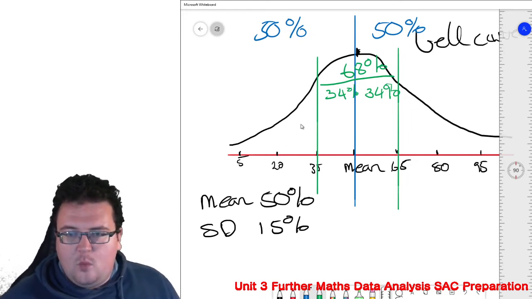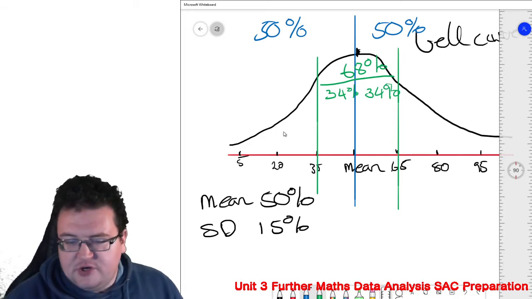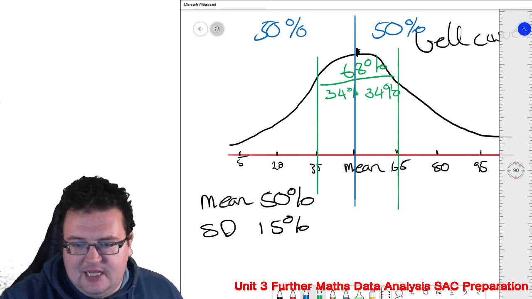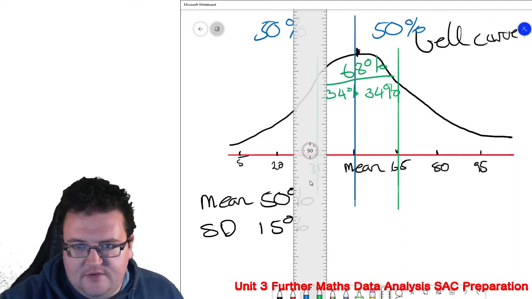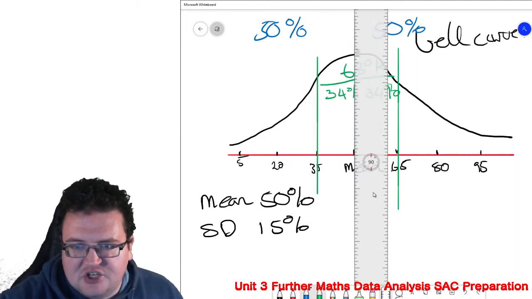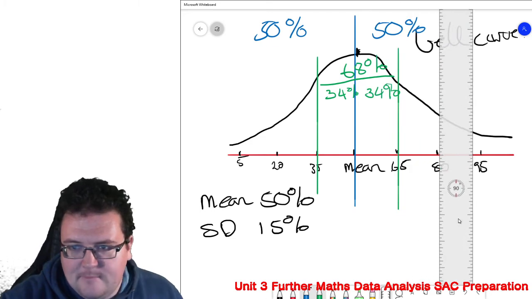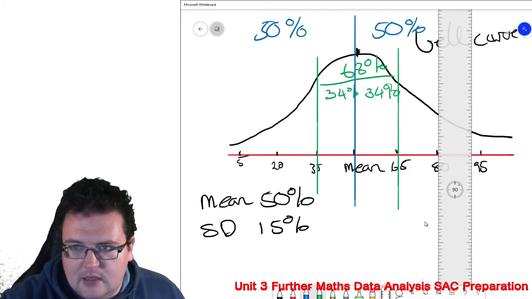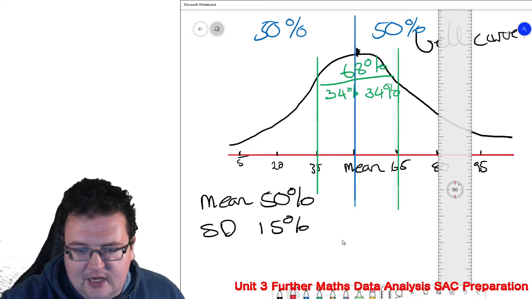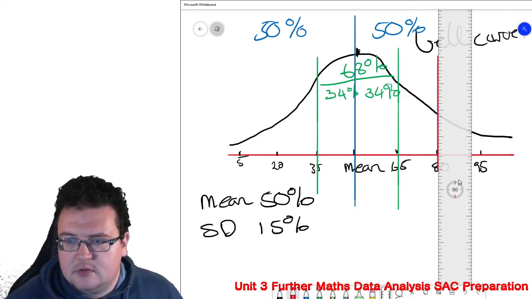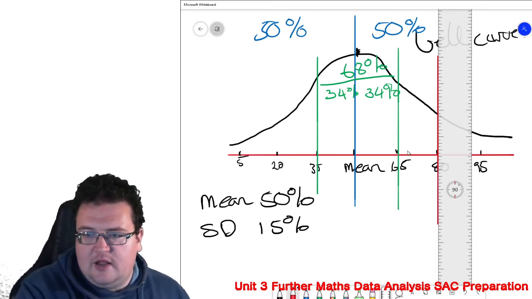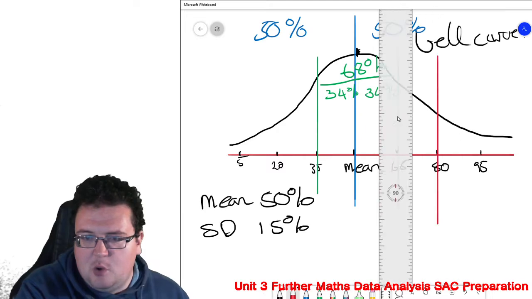Now, where it gets a little bit more interesting is when I start adding in the extra lines. So one standard deviation is 34%. Now I'm going to put in a red line for two standard deviations. So that's a standard deviation. That's two above.